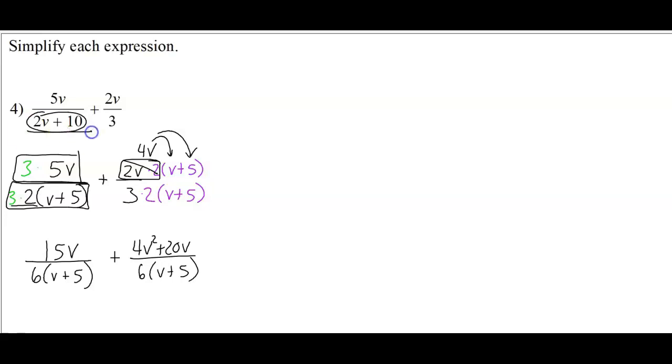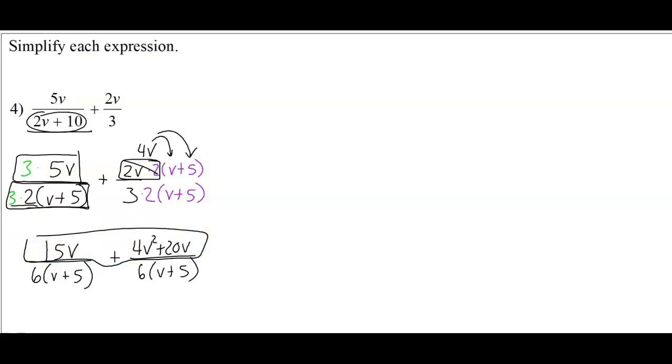Step 1, factor the denominator. Step 2, multiply to match. That's what I have in green and purple there. Step 3, simplify the numerators and denominators, but don't do any kind of fancy multiplication in the bottom. Leave those a little bit more factored. All right, step 4 is to combine the numerators, right? So I'm going to put these together.